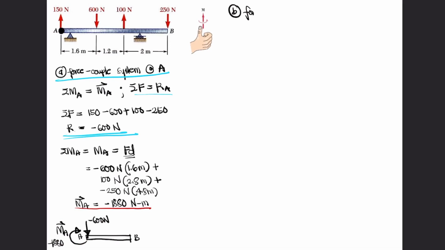Letter B na question, ipangayo is the same force couple but at point B. So, same lang ang yapon. Pa-rotate na tanan forces, pero this time, ipa-rotate na siya sa point B. So, summation of forces equals the resultant force equals the same 600 newtons along y-axis or J.